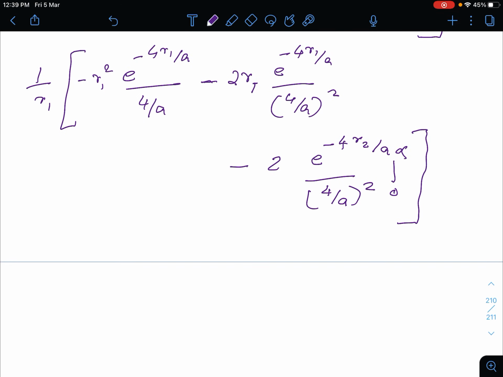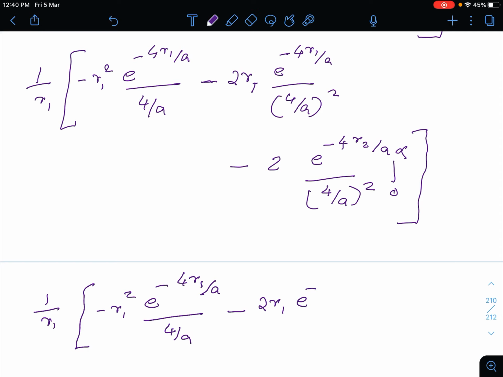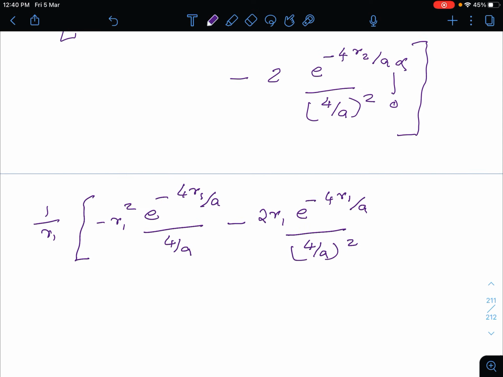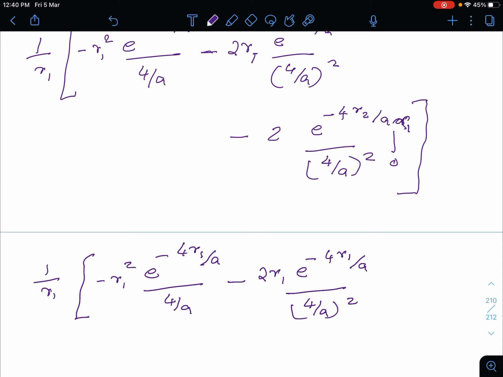So again this becomes minus 1 by r1 minus r1 square e raised to minus 4 r1 by a divided by 4 by a minus 2r1 e raised to minus 4 r1 by a divided by 4 by a whole square minus upper limit. So what is the upper limit? Sorry, it's not infinity, it's simply r1. Sorry, that's r1.